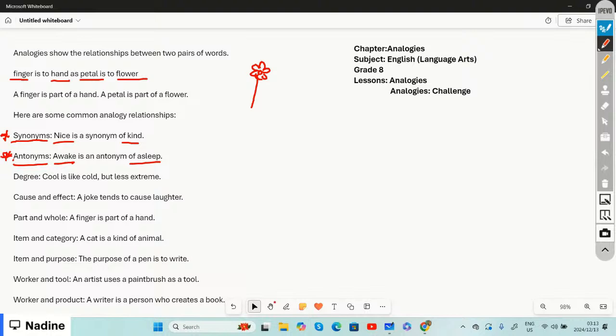Then we have degrees, right? It says degree as in temperature. Cool is like cold, but it's less extreme. So if you say something is cool, and then we can say it's cold, but it's not as extreme as being ice cold.